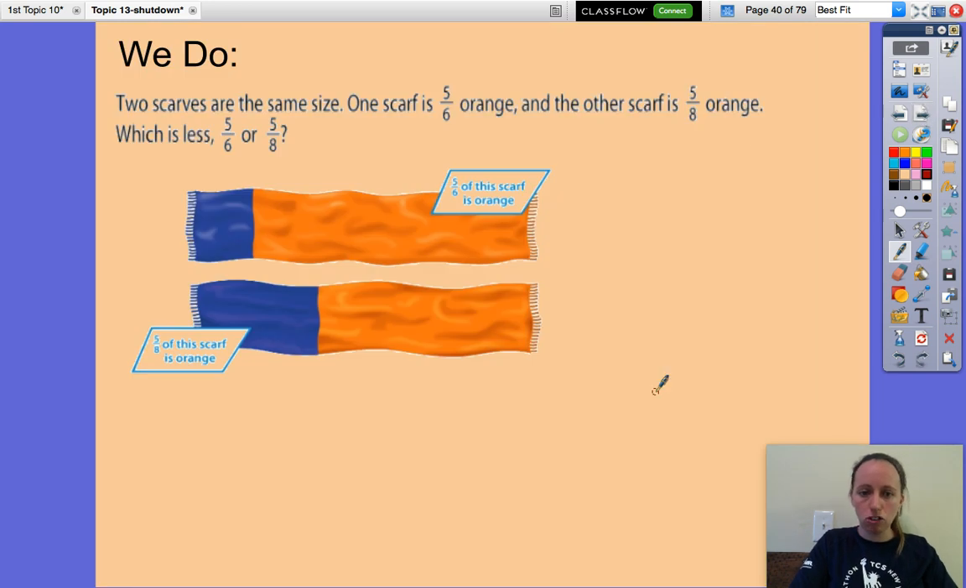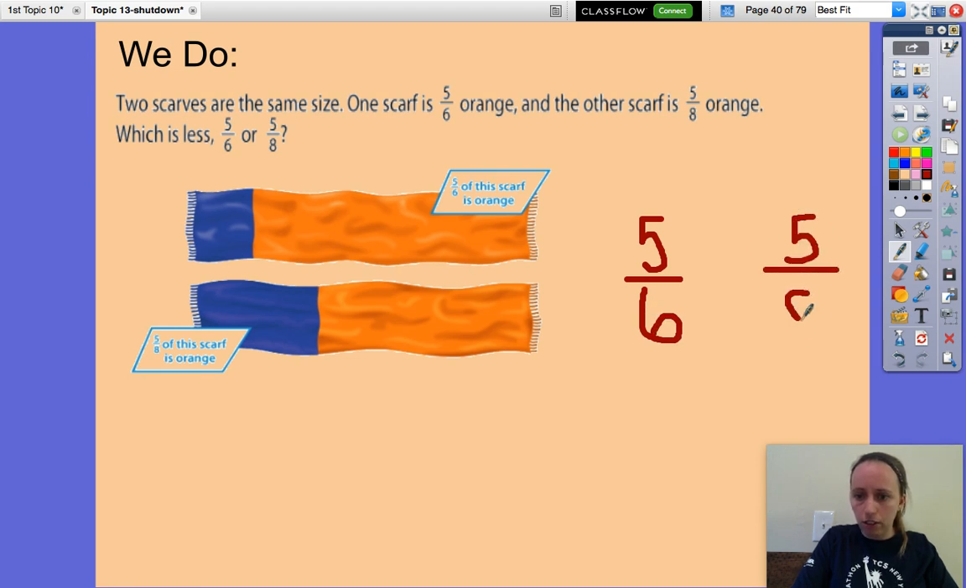All right, let's try it again. 2 scarves are the same size. See them? 1 scarf, 2 scarves. They're the same size. Okay? One scarf is 5/6 orange, and the other scarf is 5/8 orange. Which is less? 5/6 or 5/8? We need to compare these two fractions. What inequality would go in between?